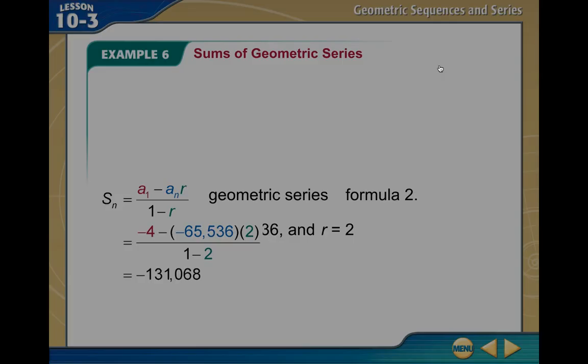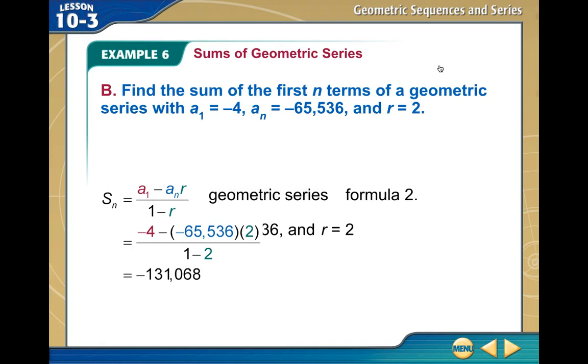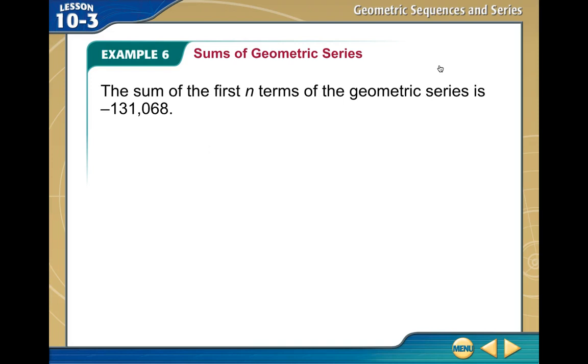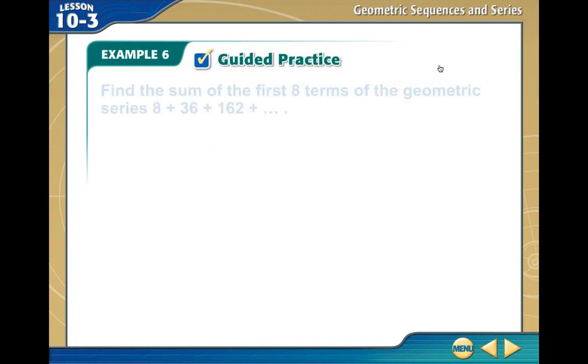All right. For the next one, I don't know how many terms there are, but I know what the last term is, and I know r. So that makes more sense to use the second formula, where I have the first term, the last term, and the r value. I just plug those values in, and I get an expression of negative 131,000. All right, there's my answer.